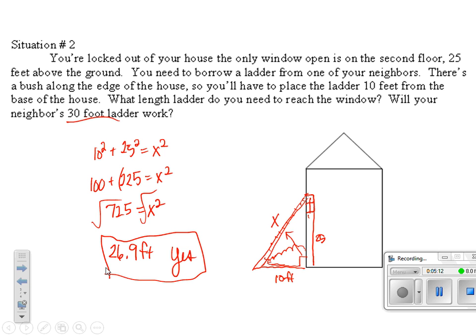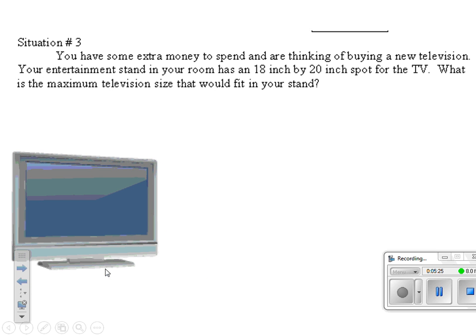Okay, let's do one more application. You have some extra money. Oh, look at there. See, there's my ladder. But I wouldn't want to put it straight up and down, just saying. So that's why I put it at an angle. All right, situation number 3.